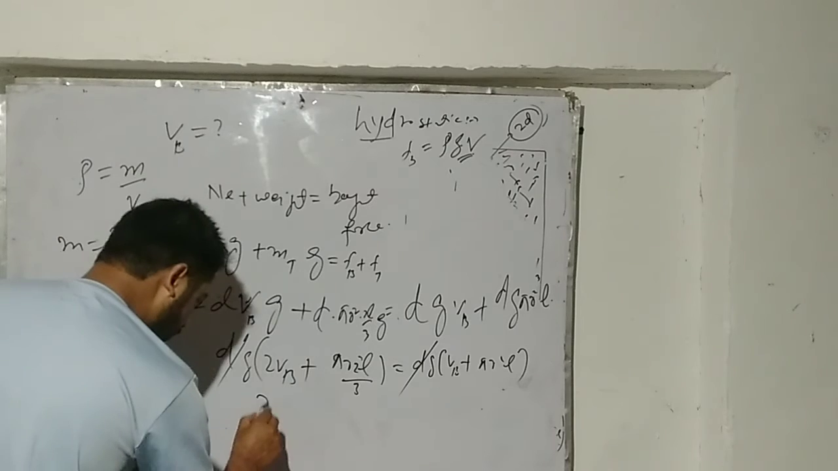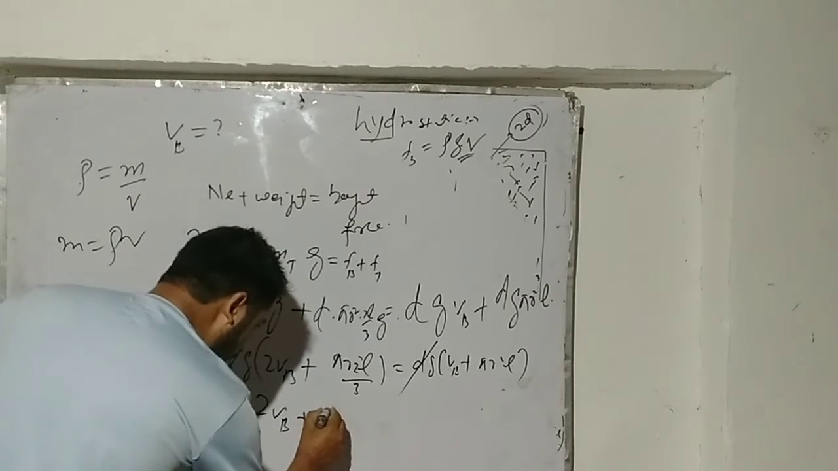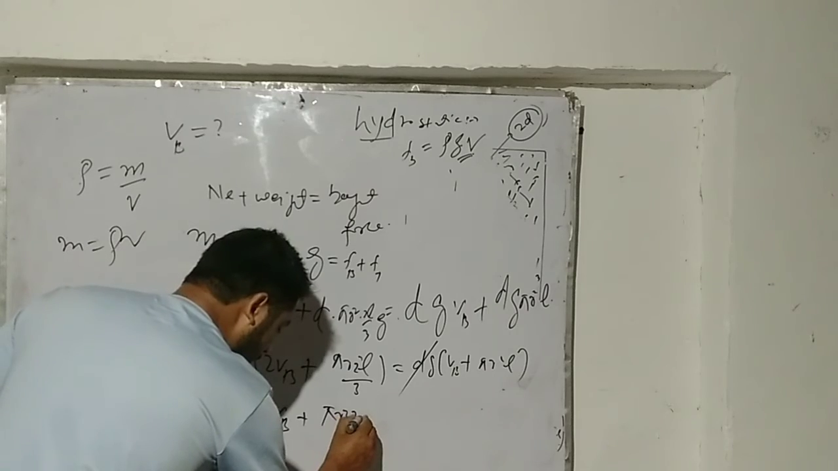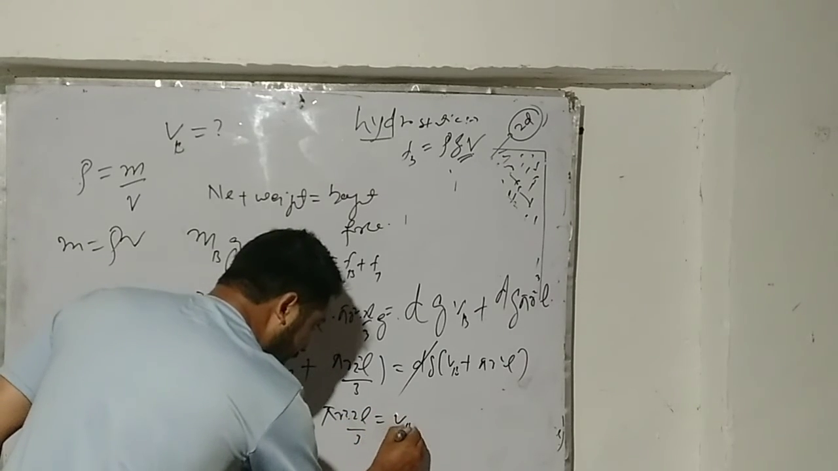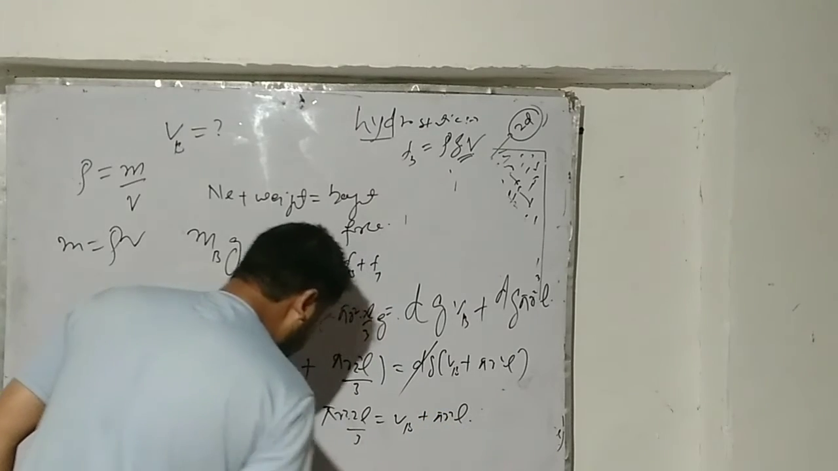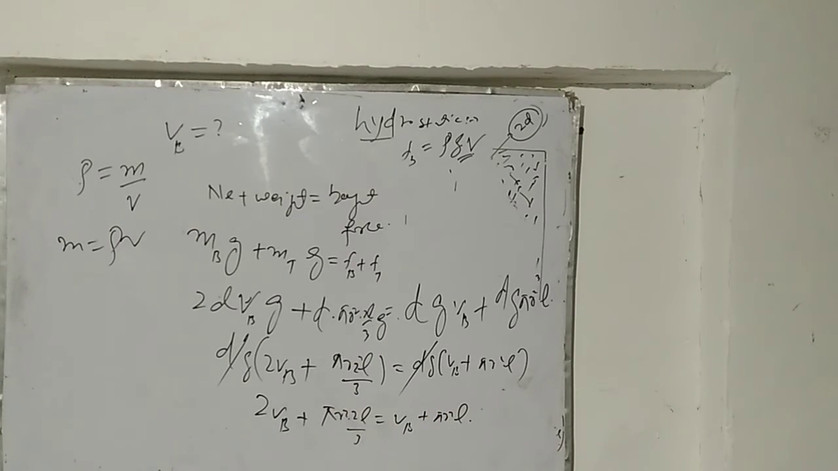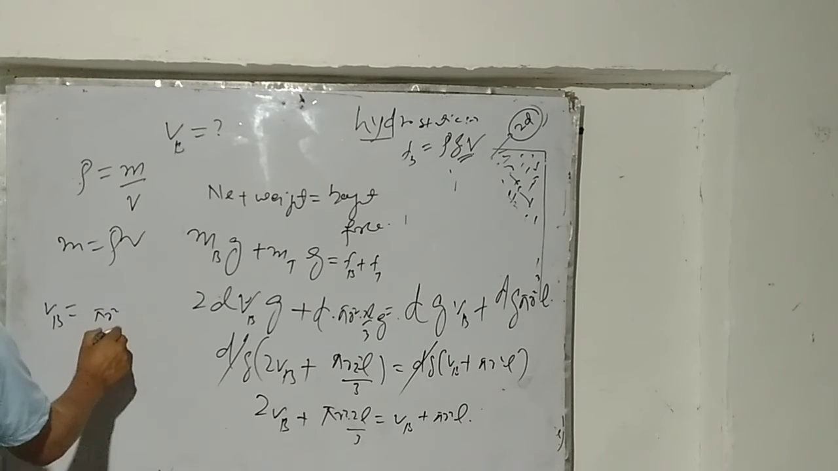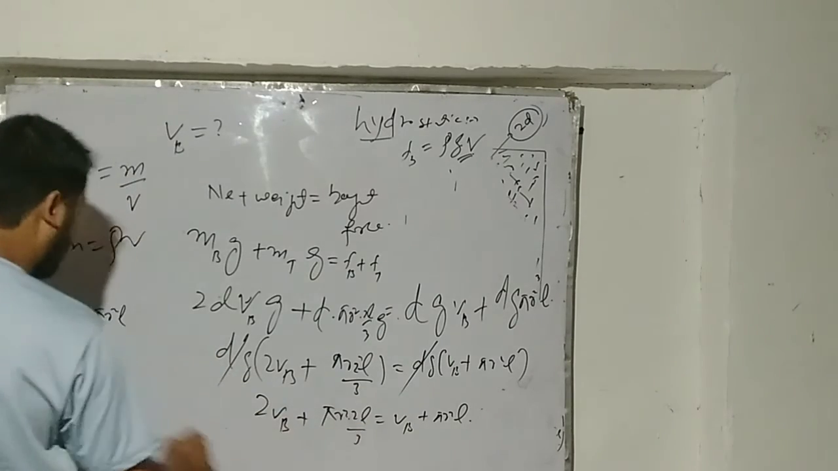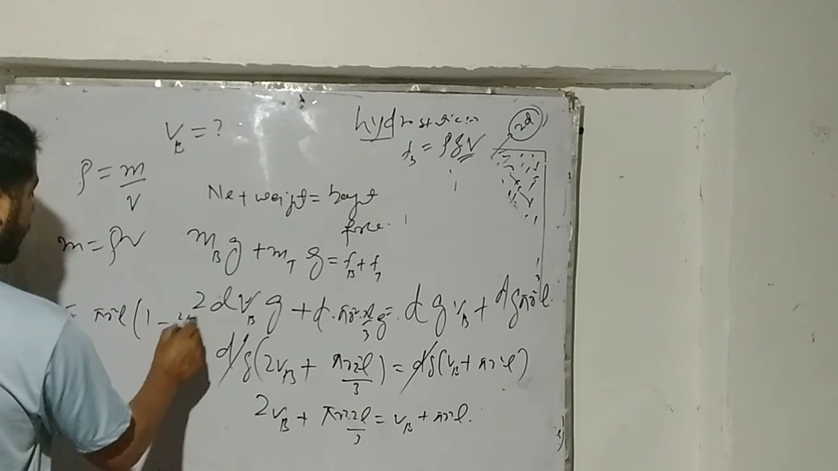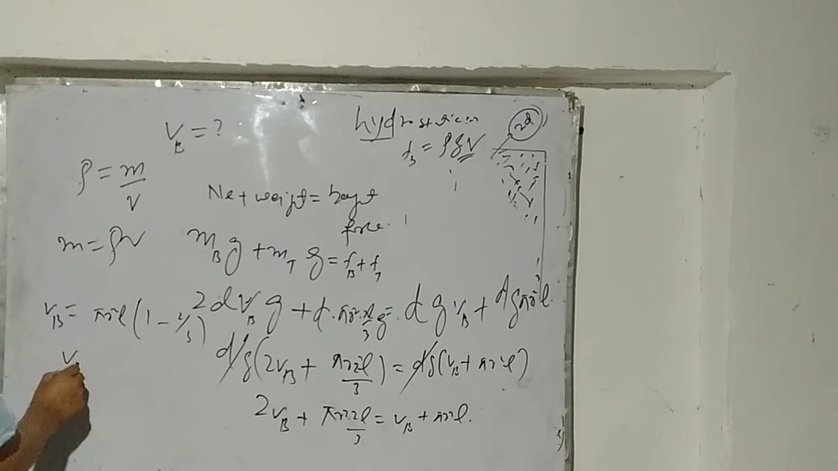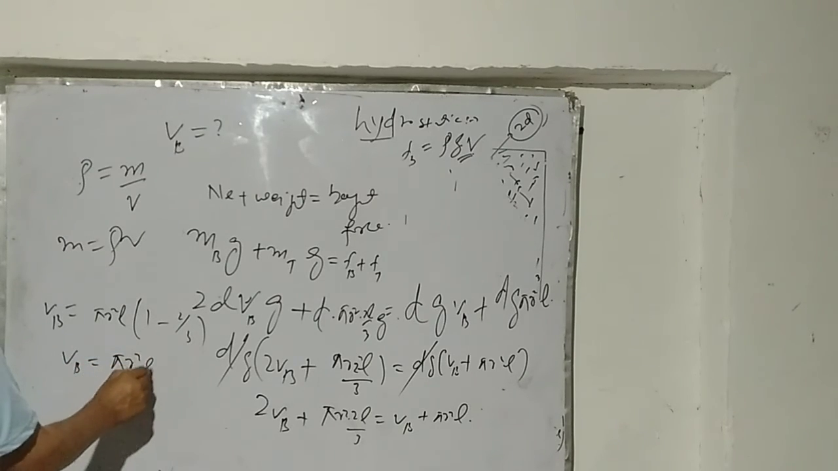DG will cancel, it will be 2VB plus pi r square 2L by 3, equal to VB plus pi r square L. So 2VB minus VB will be simply VB, and here pi r square is present, and L is also present, and it will be simply 1 minus 2 by 3. This is simple algebra. It will be pi r square L times 3 minus 2 over 3, and that will be the volume of box.